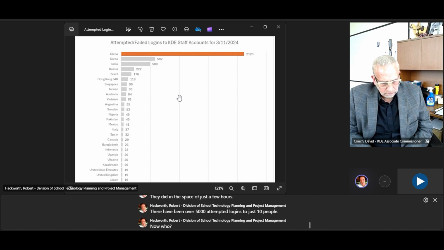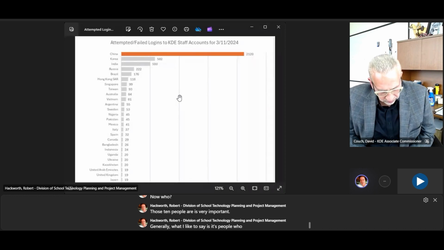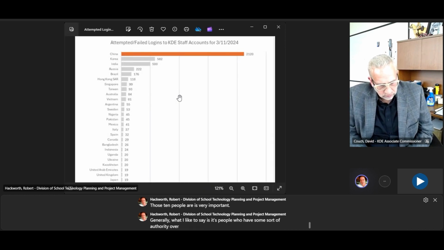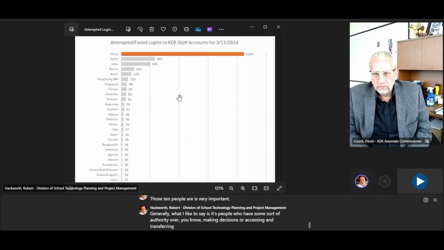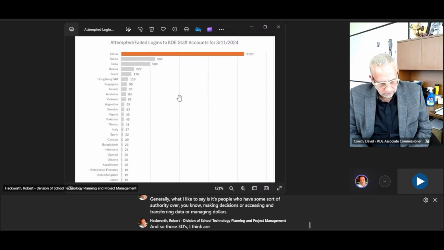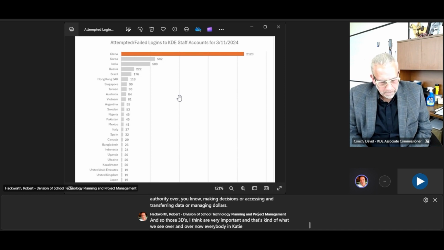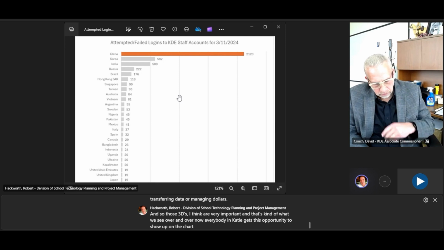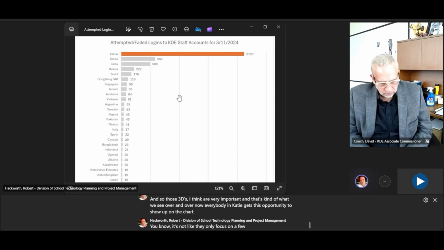Now, who those 10 people are is very important. Generally, what I like to say is it's people who have some sort of authority over making decisions or accessing and transferring data or managing dollars. And so those 3 Ds, I think, are very important. And that's what we see over and over. Now, everybody in KDE gets this opportunity to show up on the chart. It's not like they only focus on a few folks, but those same folks tend to rise to the top in terms of most targeted.